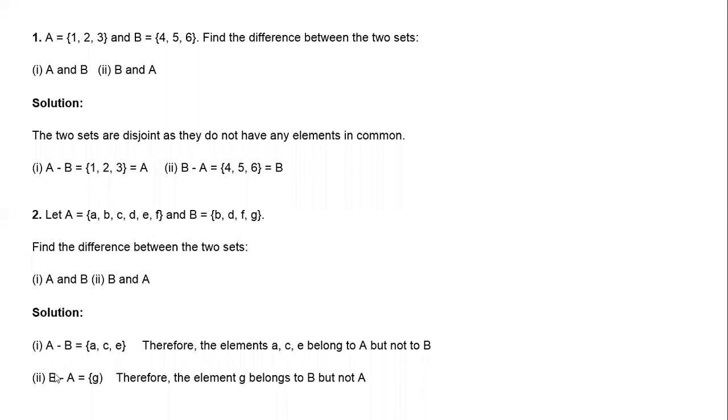When you are writing B minus A, B minus A is not equal to A minus B. You should remember that. B minus A is equal to the elements of B which are not present in A. What are the elements of B? B, D, F, G. In this, whichever elements are present in A, you should not consider. B, D, F are present. G is not present in A. So B minus A will be equal to G. Is it clear? Any doubts? Understood? Okay.